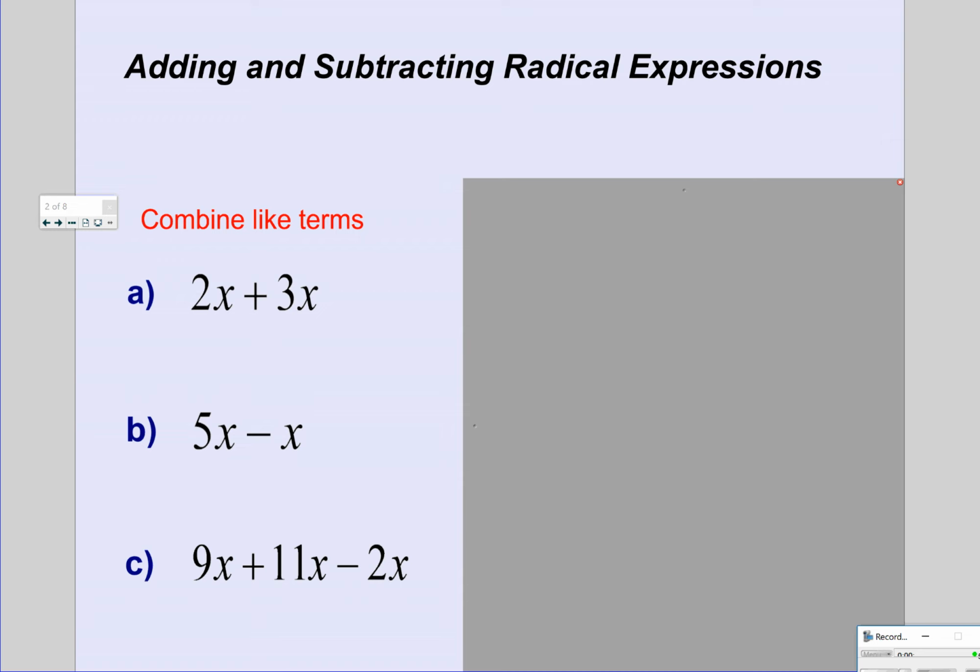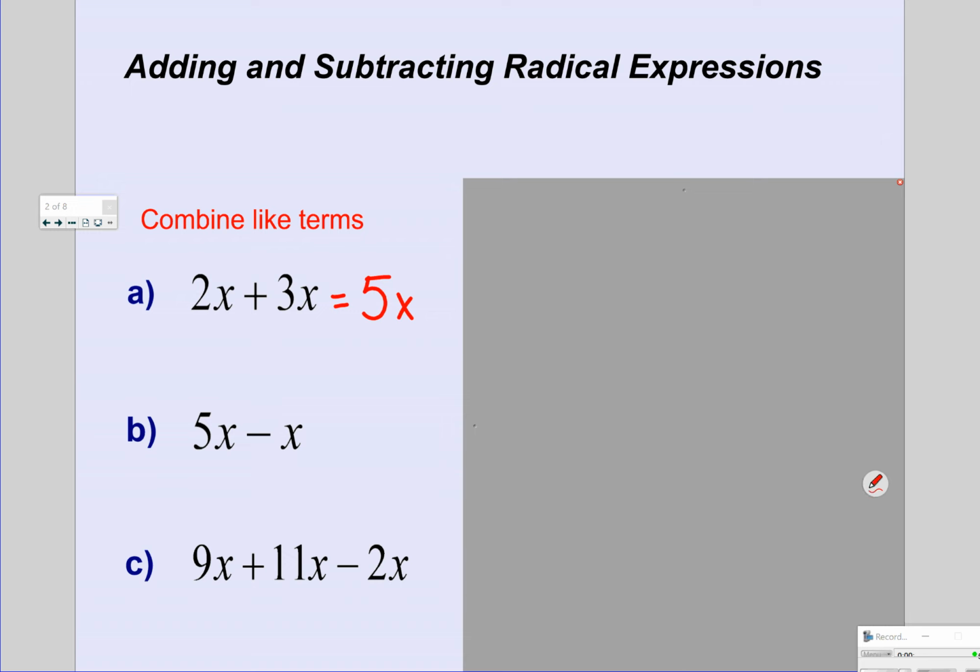We've learned how to multiply and divide radical expressions. Now let's look at how to add and subtract radical expressions. Let's first remember how we combine like terms when we're talking about variables. Remember that when you combine like terms, if two terms have the exact same variable factors, you can just add the coefficients, the constant factors.